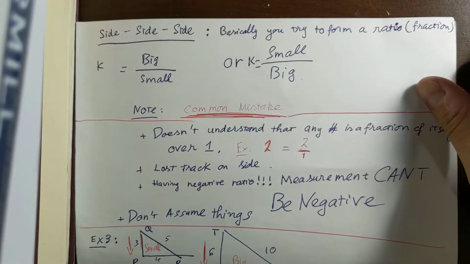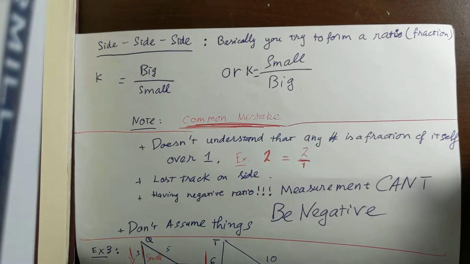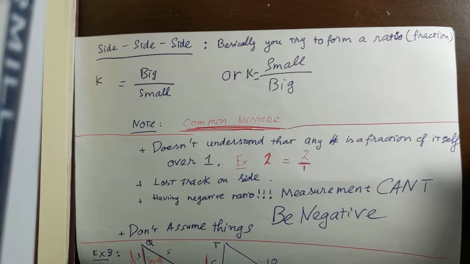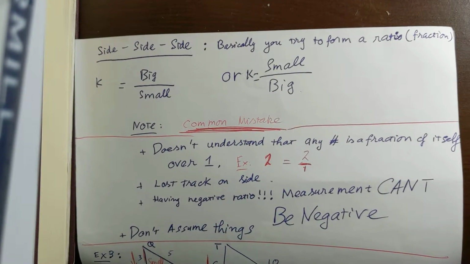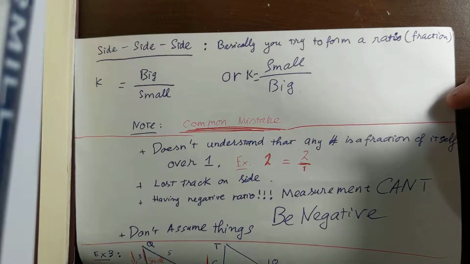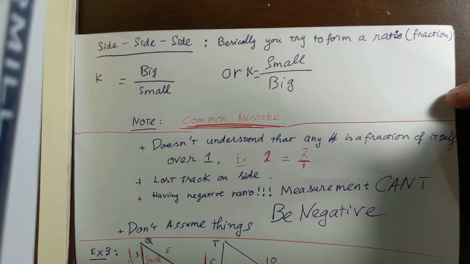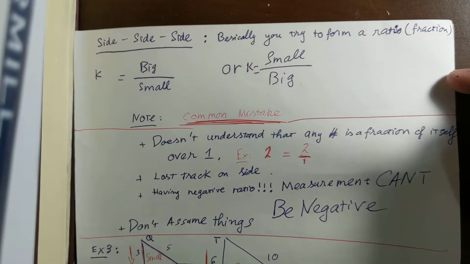The most common mistakes you will have: first, not understanding that any number is a fraction of itself over 1. For example, 2 can be understood as 2 over 1. That's a really critical part, guys. Second, losing track of the sides. Sometimes when you are tracing the sides, one tiny mistake makes you slip, and we forget that, which is also a critical part.